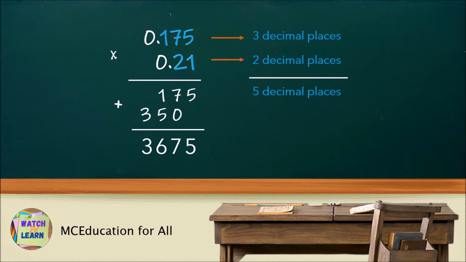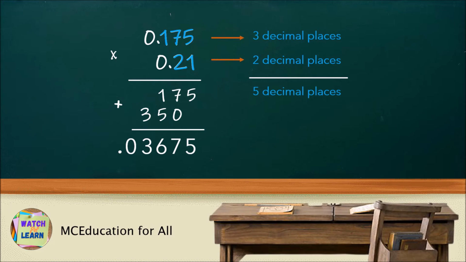So starting from the right, let's count 5 places to the left. 1, 2, 3, 4, 5. If the product has more decimal places than the number of digits, zeros can be inserted on the left before placing the decimal point.